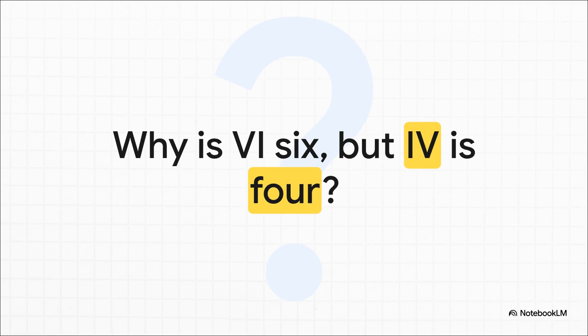How come VI is 6, but when you flip those exact same letters around to IV, suddenly it's 4? One moment you're adding, the next you're subtracting. What's up with that? This is the puzzle we're going to solve.